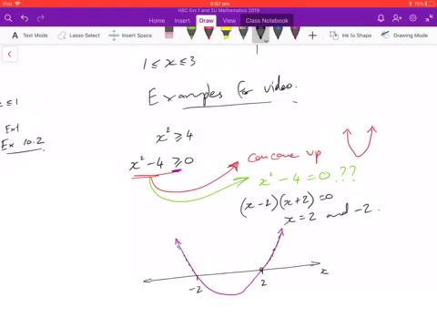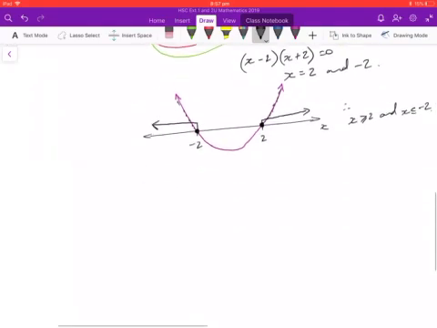So it's going to be a solid circle because it's greater than or equal to. So either x can be in this region or x can be in this region. If x takes on any of those values, then the curve is above the x-axis, which means it's greater than 0. Therefore, the solution is x is greater than or equal to 2 and x is less than or equal to minus 2. That's the way we approach it. There's plenty of other examples on the page, but let's just do one more.